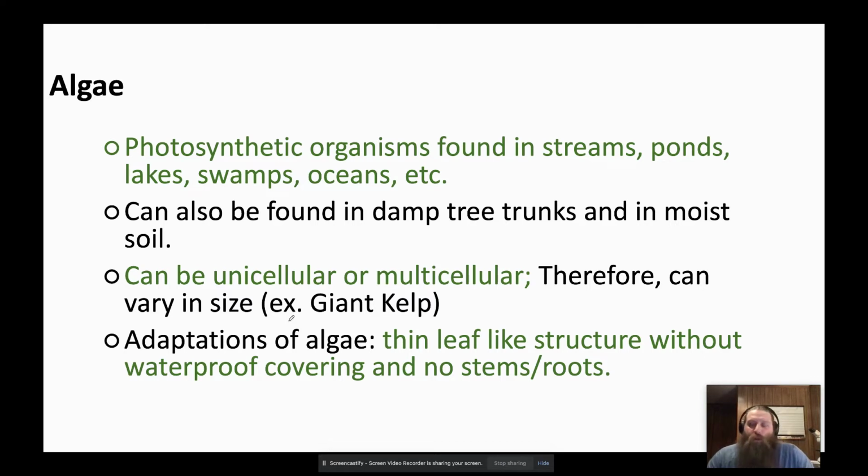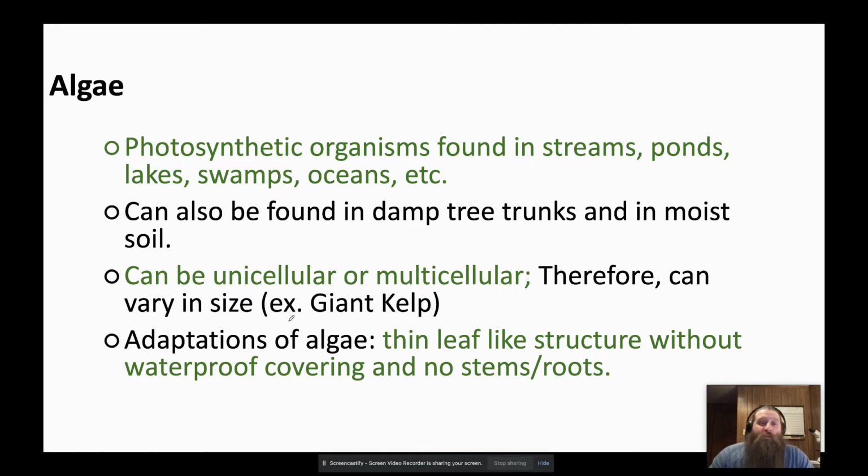Now, if we compare plants to algae, we're going to see a couple differences that stand out. Now, we're also going to see some similarities. So, similarities first. They are photosynthetic, right? Algae is photosynthetic, but we're going to find them in streams, ponds, lakes, swamps, oceans, etc., right? In bodies of water. You may find them on a damp tree trunk. You may find them in really moist soil. For the most part, you're going to find them in water. Algae can be unicellular or multicellular. Now, that's different from a plant, which is going to be multicellular every time.